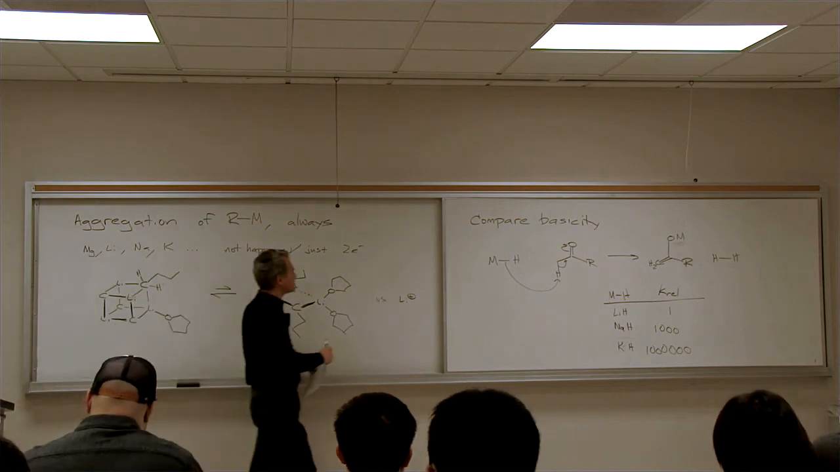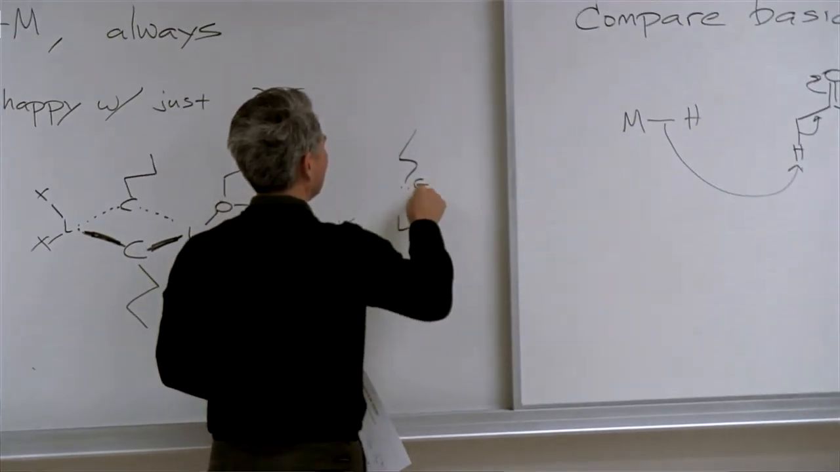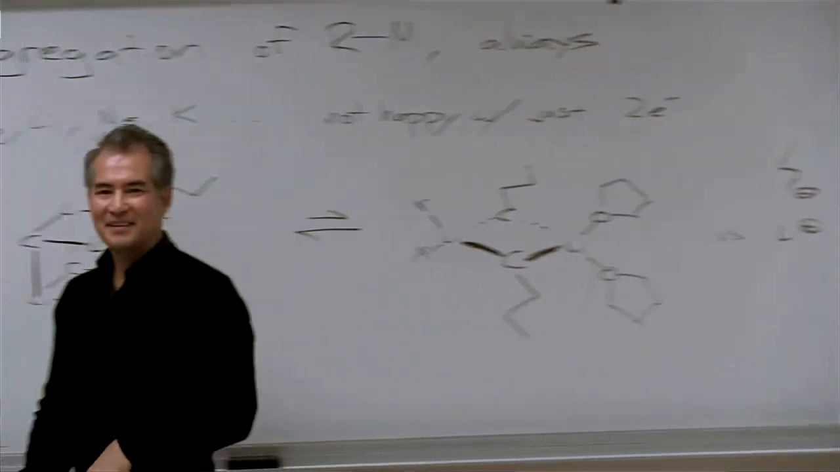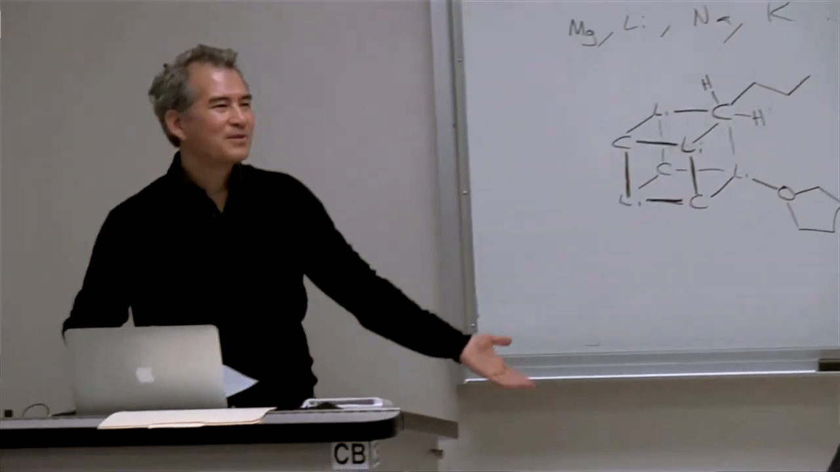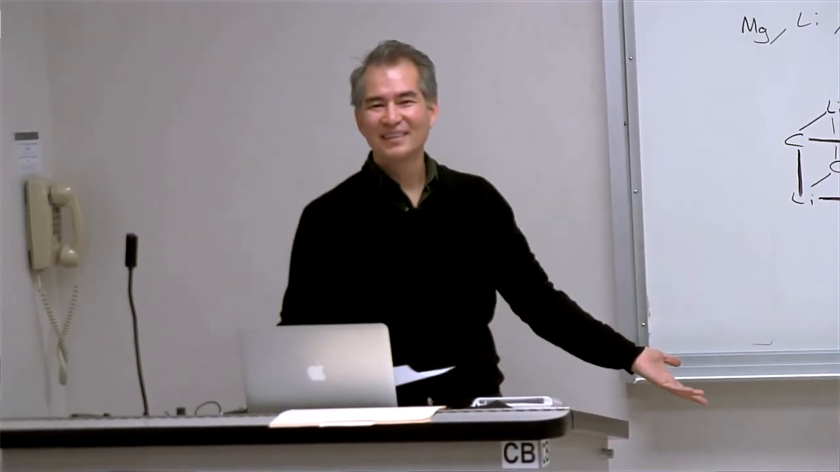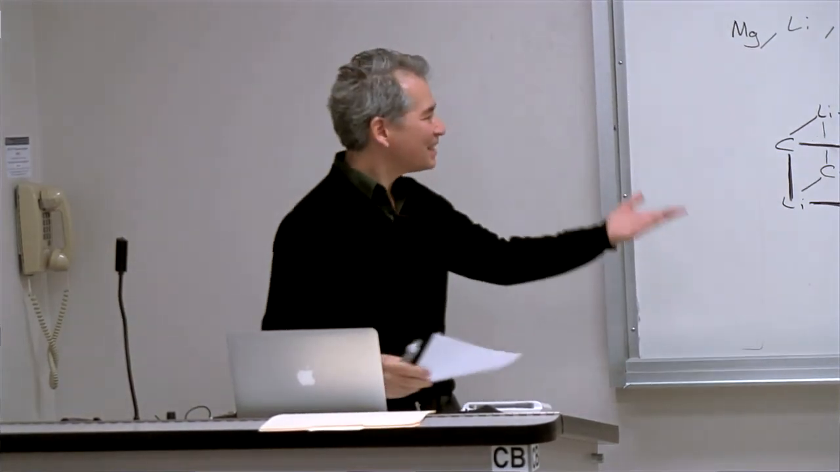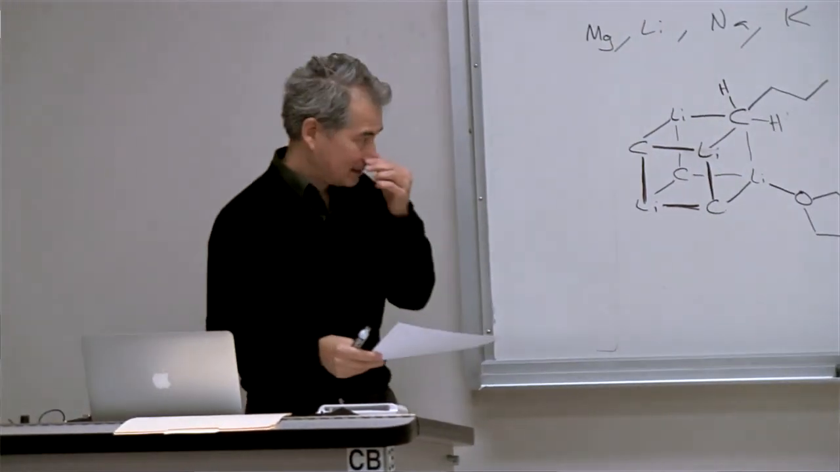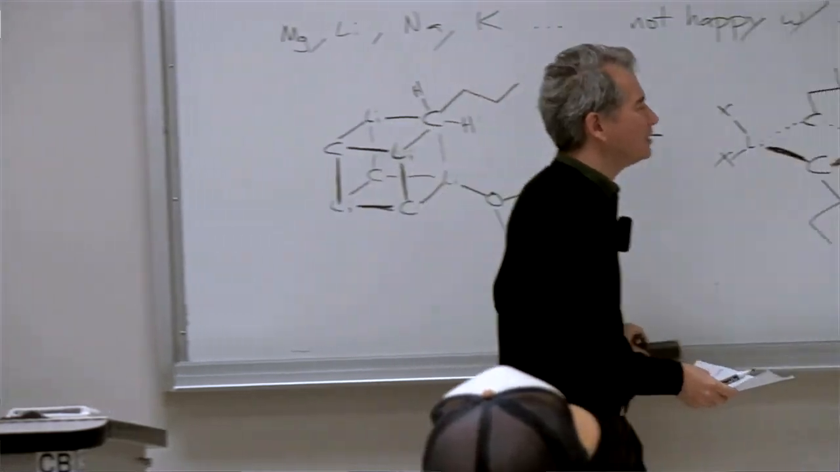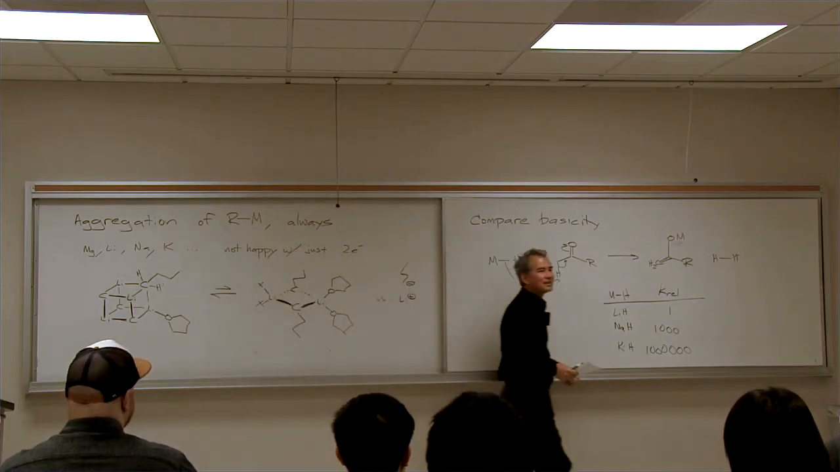But if you draw this, is lithium really happy with 0 bonds? No. No, lithium wants to have an octet of electrons. Okay, so this is awful. How are we going to deal with this?